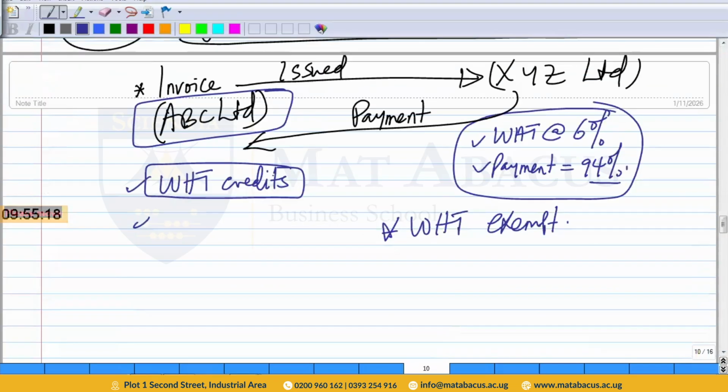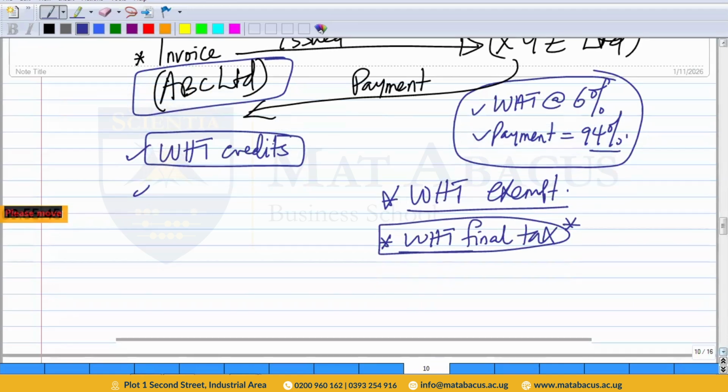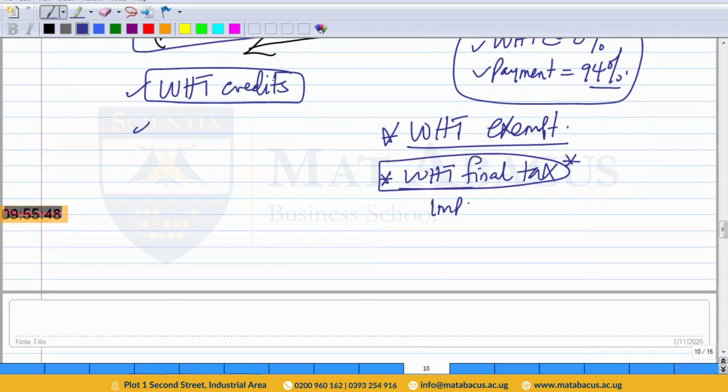So we have people who are withholding tax exempt. We shall see how they work and where you find them. Then two, we have payments which, once they are made, the withholding tax is the final tax. We shall look at this. This is very common, highly examinable. If it is final tax, what payments are final tax? And what are the implications when the withholding is a final tax?